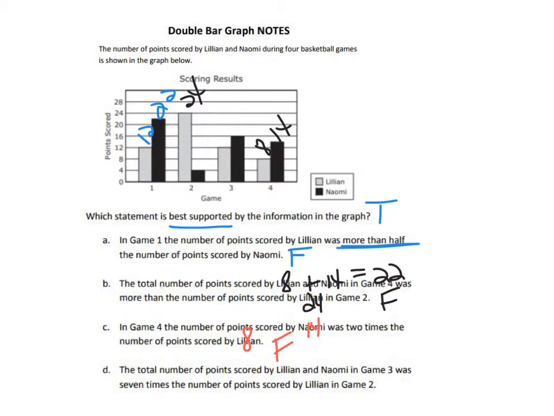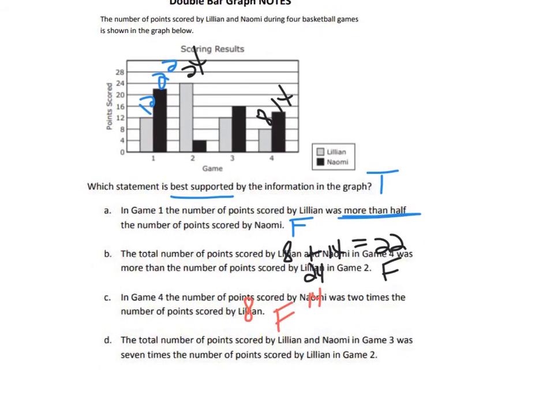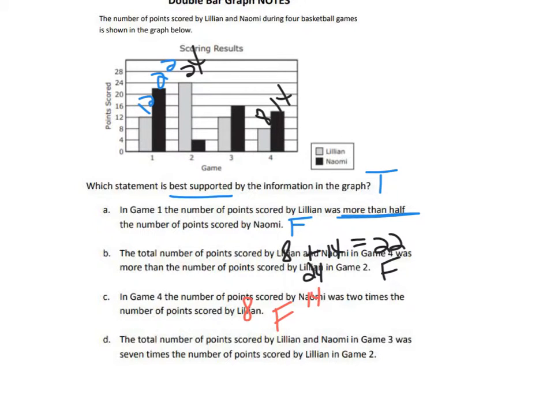The last one is asking the total number of points scored by Lillian and Naomi in game 3 was 7 times the number of points scored by Lillian in game 2. So let's look at game 3. So game 3 you have 12 and 16. So you're going to add 12 plus 16, and that's going to give you what? 28.